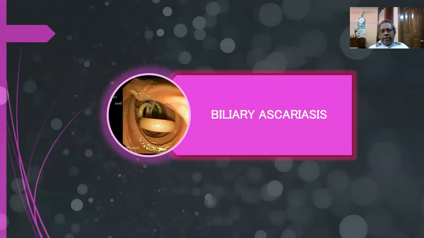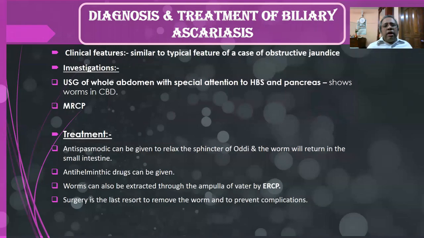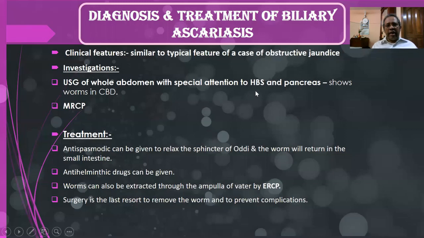What about biliary ascariasis? So, biliary ascariasis: diagnosis, confirmation and treatment. The diagnosis: clinical features are typical features of obstructive jaundice. That means fever, jaundice, and rigor may be present, colicky pain, etc. So ultrasonography can easily tell that there is a tubular structure within the CBD, which is more or less confirmatory that there is a CBD worm, and which can also be confirmed by the MRCP.